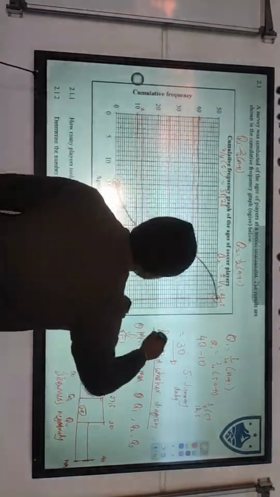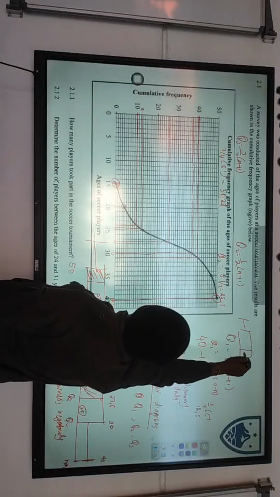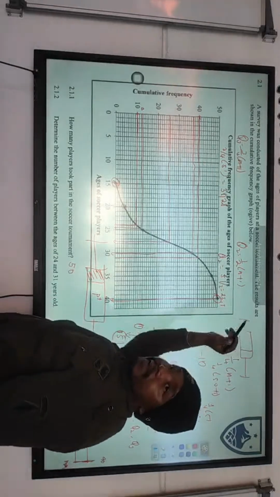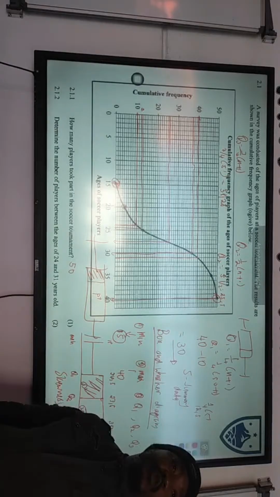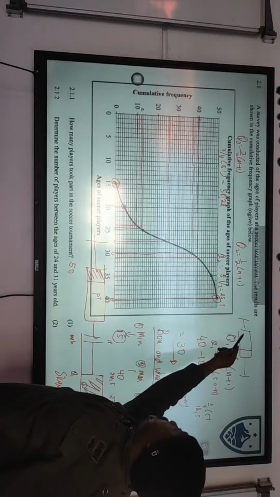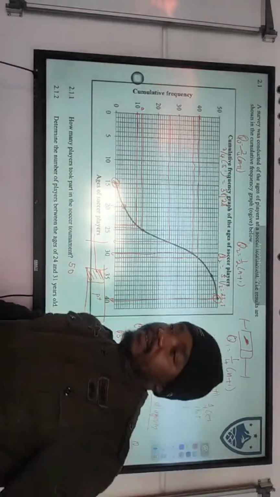So I'm saying if you are to have this, it will be negatively skewed, or skewed to the left, because I have a bigger space on the left hand side. Fine. Good.